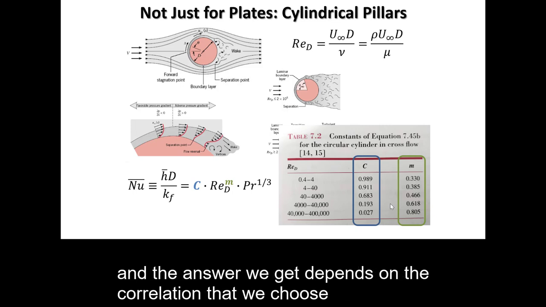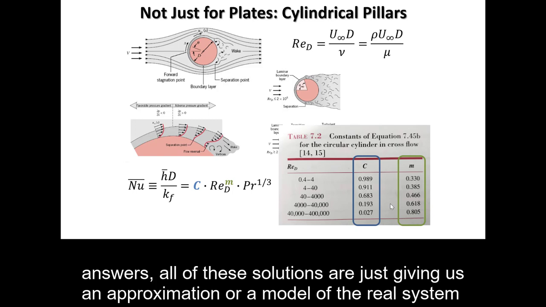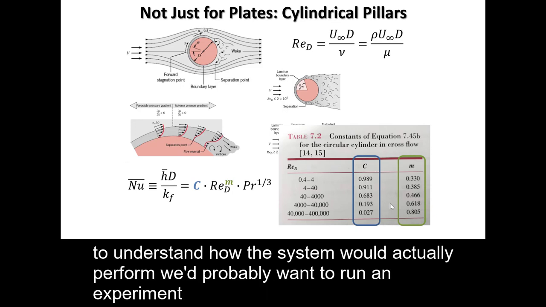And the answer we get depends on the correlation that we choose. So what that means is that all of these answers, all of these solutions are just giving us an approximation or a model of the real system. To understand how the system would actually perform, we'd probably want to run an experiment.